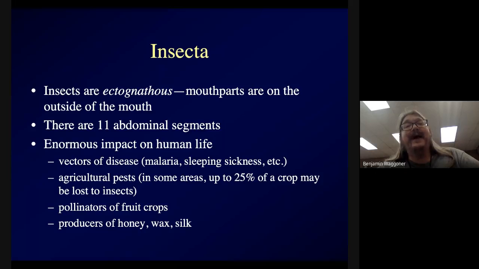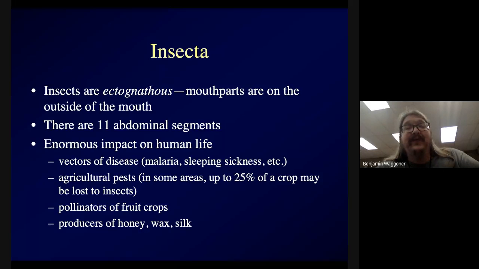And aside from parasites, they can be disease vectors. We've already seen this talking about malaria and sleeping sickness. In some areas, up to a quarter of a crop may be lost to agricultural pests.